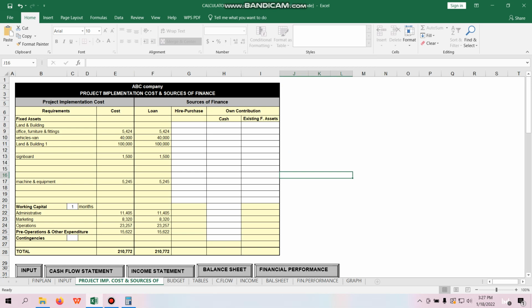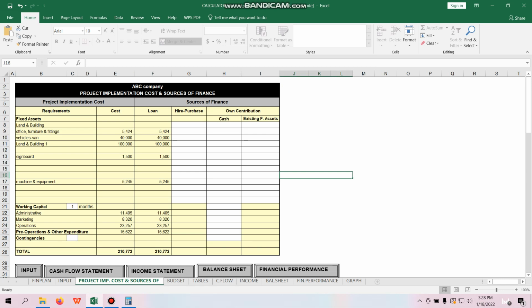What kind of adjustment? If you don't make adjustment, all these costs that we call project implementation costs will all be financed by loan. Therefore, your company is quite risky because they're all based on borrowing. One day you have to pay your amount of borrowing. So that's why, rather than all financed by loan, you should seek other sources of finance in the form of hire purchase or own contribution.